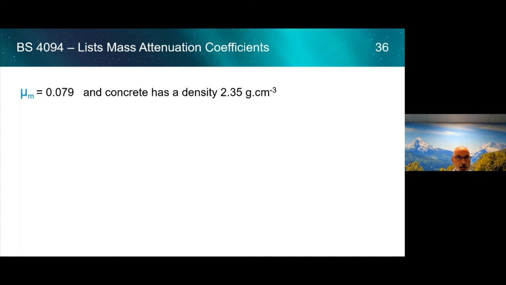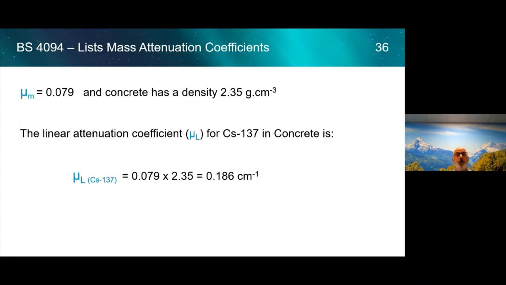We know that concrete has a density. Standard concrete, made of Portland cement, has a density of 2.35 grams per centimeter cubed. If you're working with a different concrete, you need to use the density for the concrete that you're going to use. So we'll choose 2.35 grams per centimeter cubed. If you multiply the mass attenuation coefficient by the density of the concrete, we end up with the linear attenuation coefficient for cesium of 0.186 per centimetre.